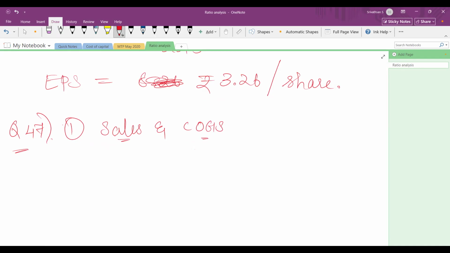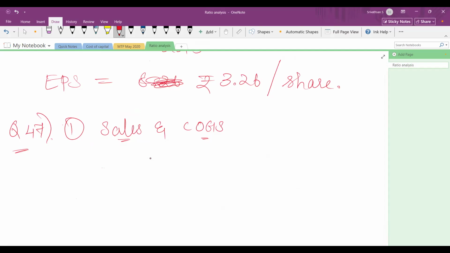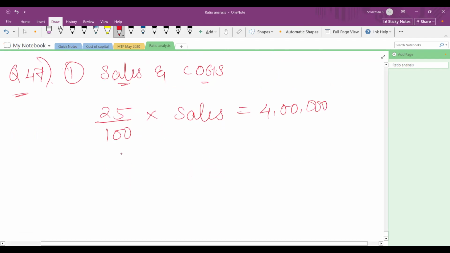In the question, it is mentioned that gross profit is equal to 4 lakh. We know the gross profit percentage is 25. So 25% of sales is equal to 4 lakh rupees. So what will be the value of sales? 4 times 4, that is 16 lakh, right? 16 lakh is the amount of sales.